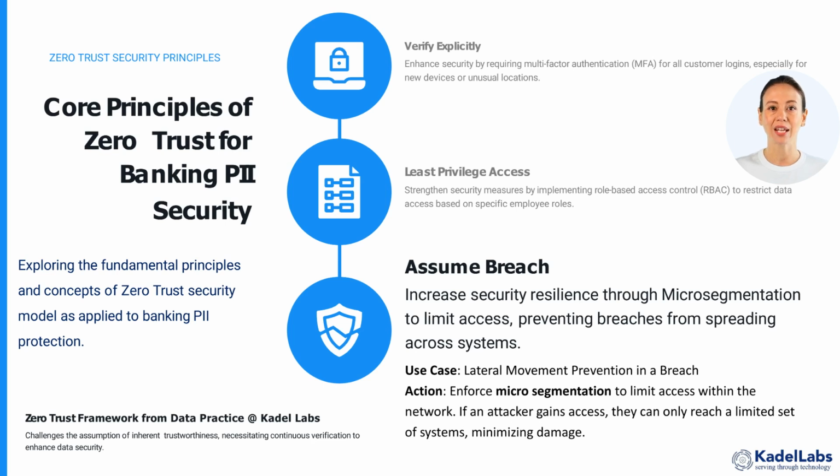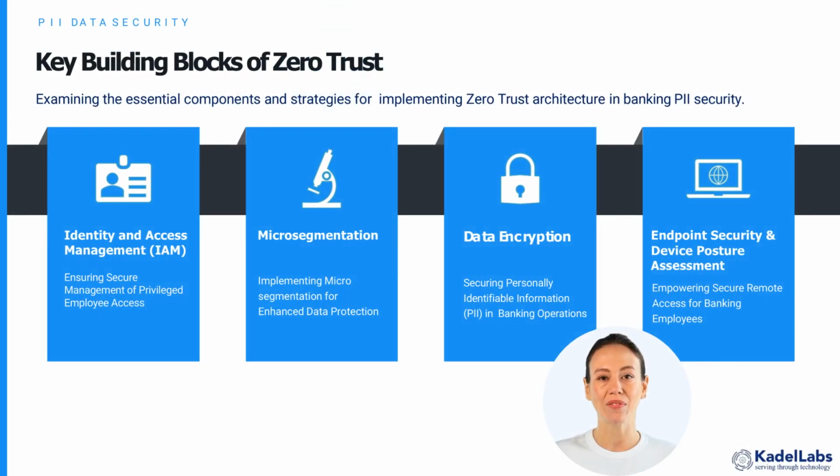The key action here is to enforce micro-segmentation across the network. By doing so, even if a breach occurs, access is confined to specific segments, ensuring that sensitive customer data remains protected. Now that we've covered the core principles of zero trust, let's briefly look at the key building blocks that support these principles and form the backbone of a secure zero trust architecture.